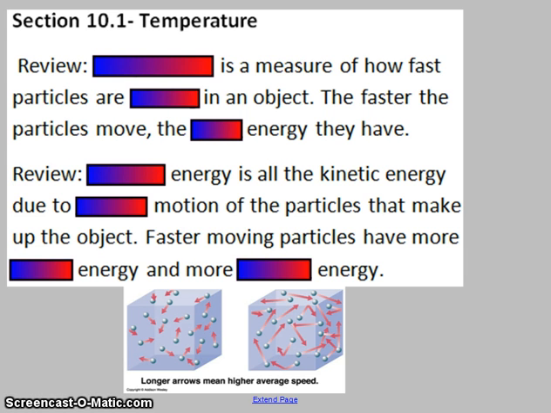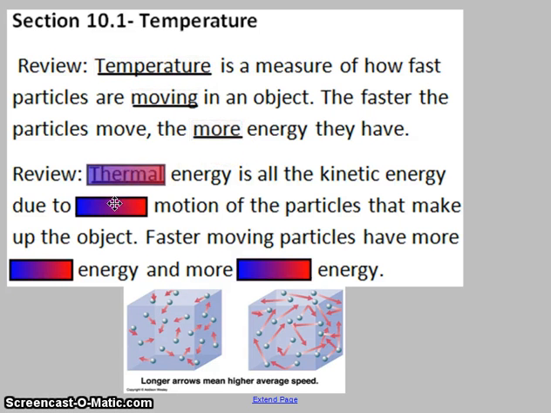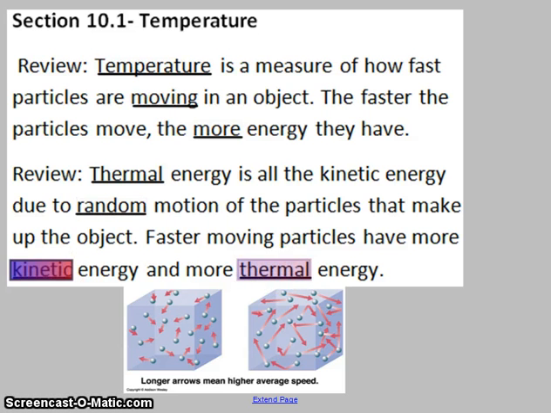Section 10.1 is on temperature. Just a review, temperature is a measure of how fast particles are moving in an object. The faster particles move, the more energy they have. Also remember that thermal energy is all the kinetic energy due to the random motion of particles that make up the object. Remember, we said faster moving particles have more kinetic energy and more thermal energy.